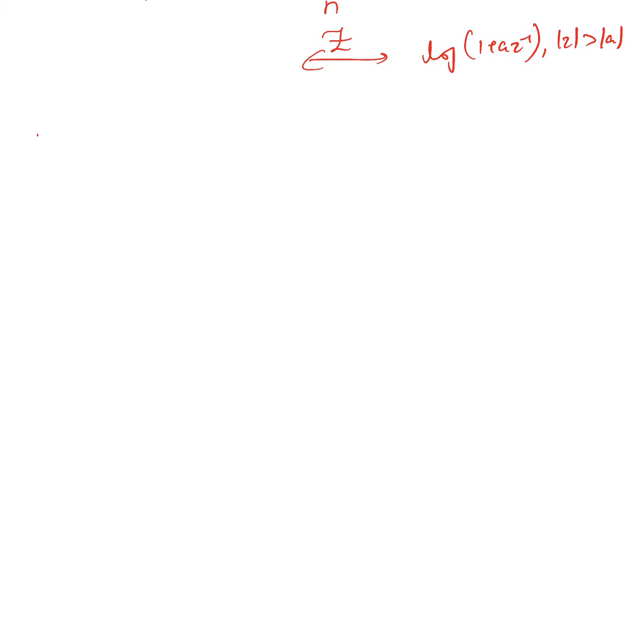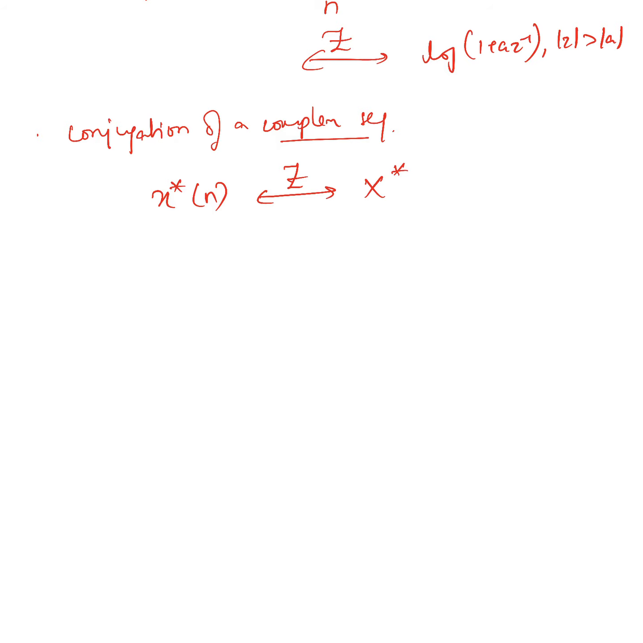The next property is conjugation of a complex sequence. It says that if I take the complex conjugate of any sequence, then its Z transform would change to the complex conjugate of that function with Z changing to its complex conjugate as well, while the ROC would remain the same as Rx.